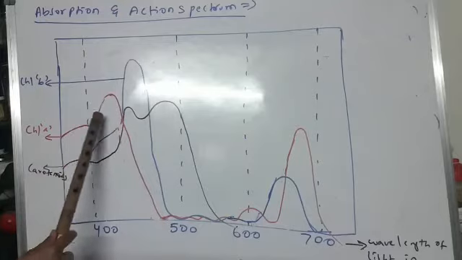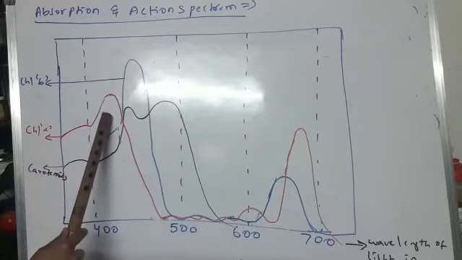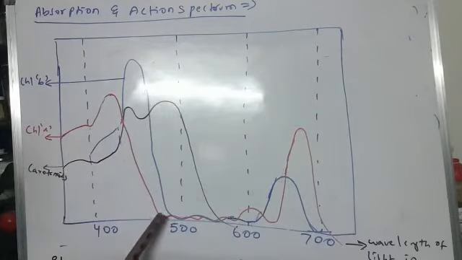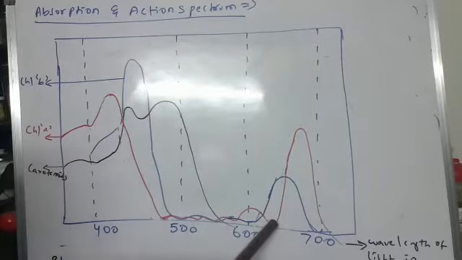So chlorophyll A is absorbing the blue light, and chlorophyll A is not absorbing the green, yellow, orange. And if you observe here again, chlorophyll A is absorbing the red wavelength. The red wavelength would be around 620 to 750 nanometers.